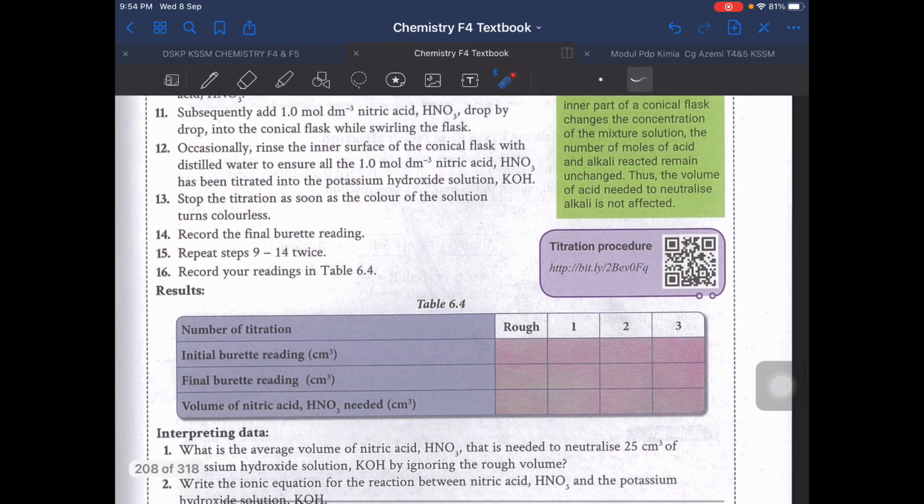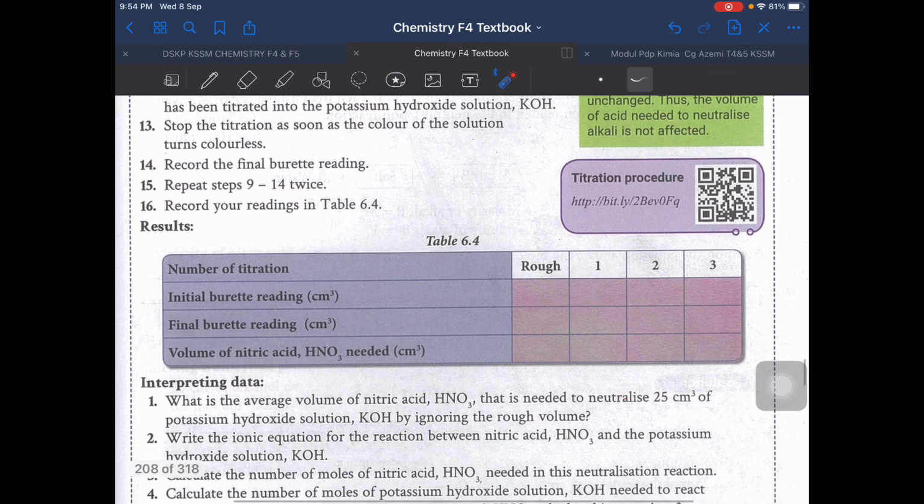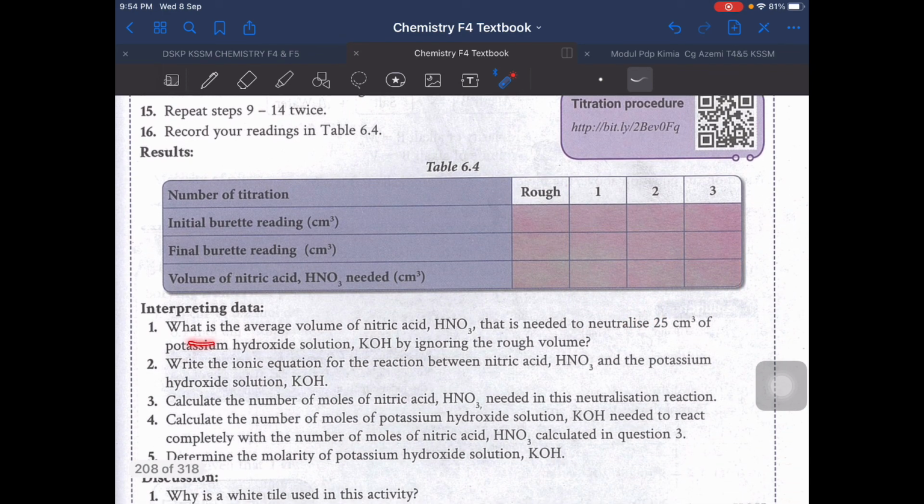Why? Because, okay, the first one that you do is the rough volume. And then you need to repeat 1 kali, 2 kali, 3 kali. Why do we need to repeat that a lot of times? Sebab kita mau jumlah yang tepat bah. Kita mau yang paling tepat sekali. What is the volume needed? You need to tambah bahagi 3. Macam begitu. Macam ni. What is the average volume of nitric acid that is needed? So, apa average volume dia?